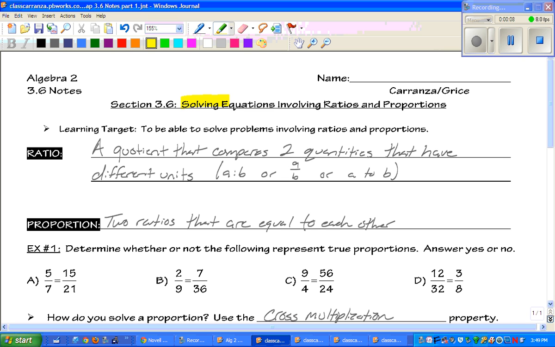Today we are talking about solving equations involving ratios and proportions. Our learning target today is to be able to solve problems involving ratios and proportions. So, before we get started, let's talk about what those words actually mean.